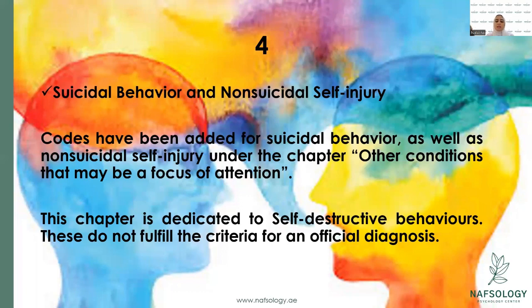Now, what that means is, in order to give an individual an official diagnosis, they have to fulfill a certain criteria. That is, out of 10 points, they should have at least 4 of them, or at least 5 of those. If they don't have those, then you cannot give them that diagnosis. They do not lie under that spectrum, which is why these are given as separate behaviors, and they've been allocated a separate chapter called other conditions that may be a focus of attention.